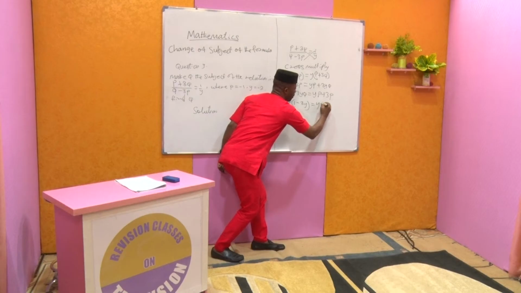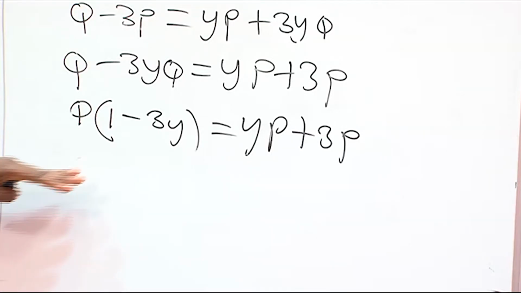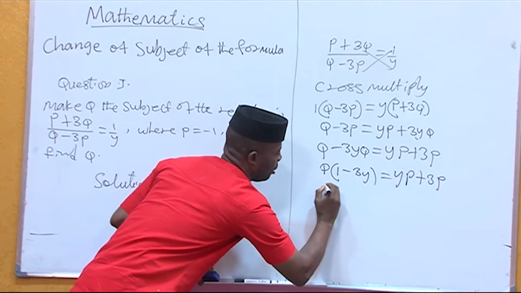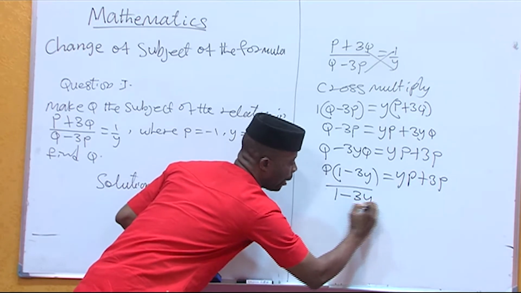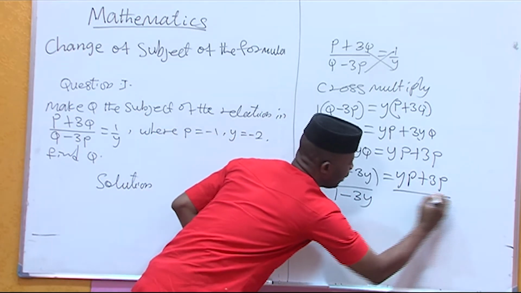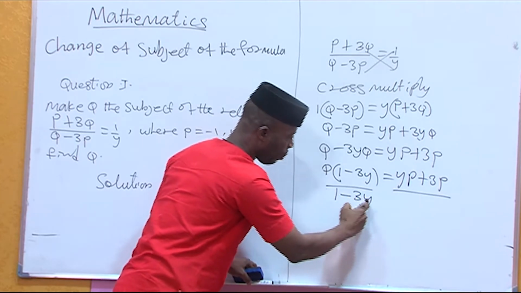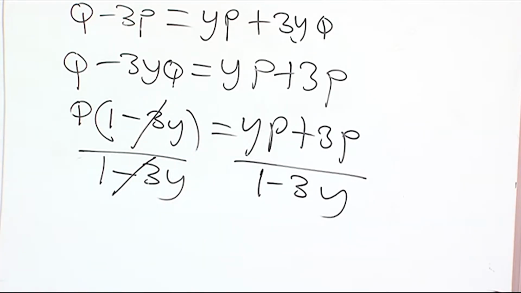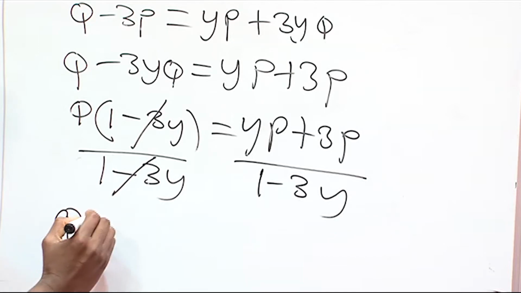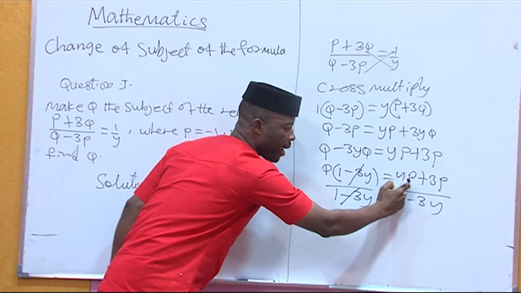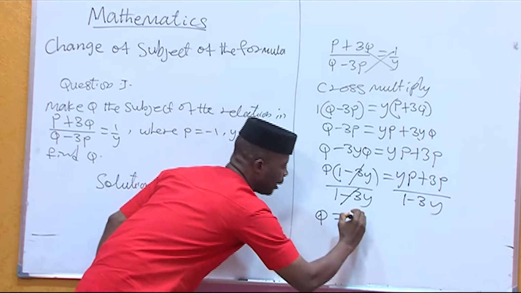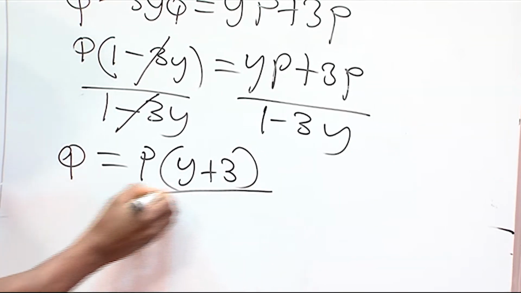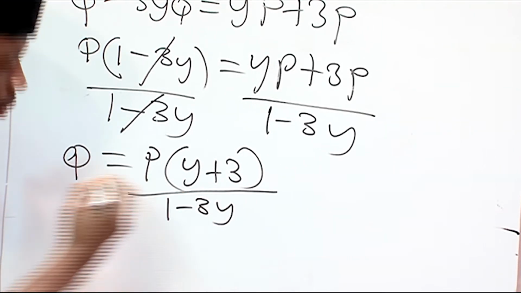Q times (1 minus 3Y) equals YP plus 3P. We divide both sides by the coefficient of Q, that is 1 minus 3Y, divided by the same 1 minus 3Y. Now you cancel this. Now Q is equal to, I have P here and another P here. Take the P out. Remaining (Y plus 3) all over (1 minus 3Y).